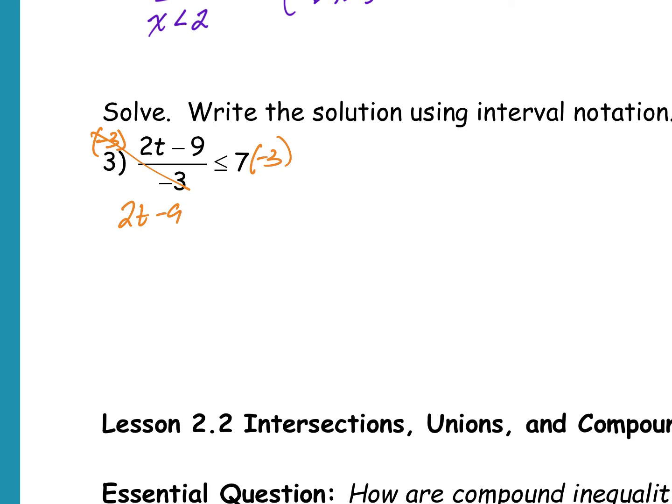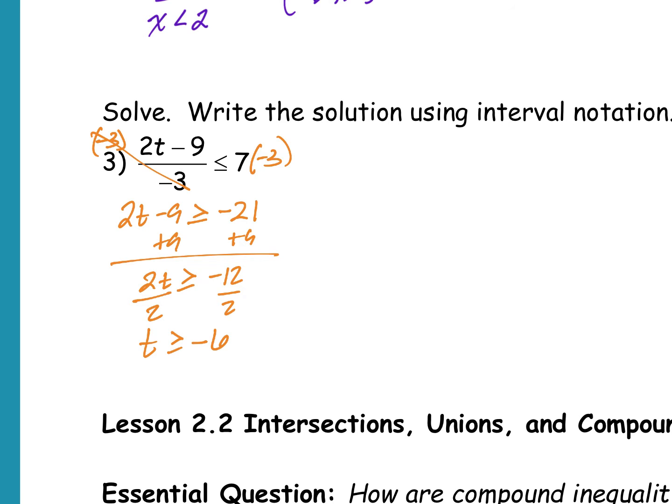And I multiplied by a negative number, so my sign switches directions. Negative 21. Remember, my rule is multiply or divide by a negative number, the sign switches directions. Are we okay? Okay, and then what do I do? Then you add 9 to both sides, and I get 2t is greater than or equal to negative 12. Divide by 2, and t is greater than or equal to negative 6.